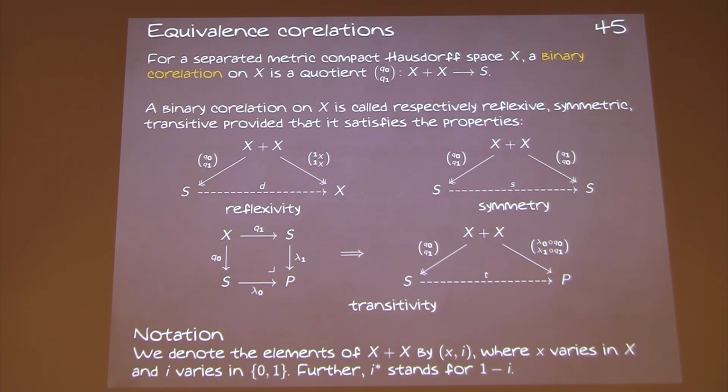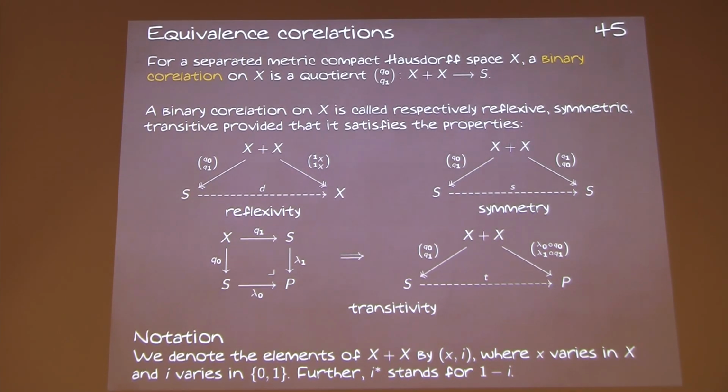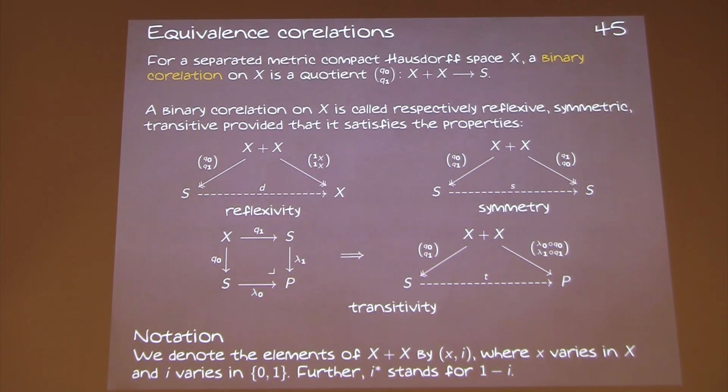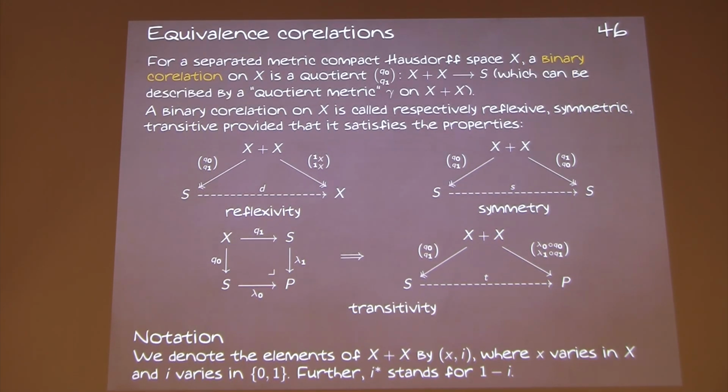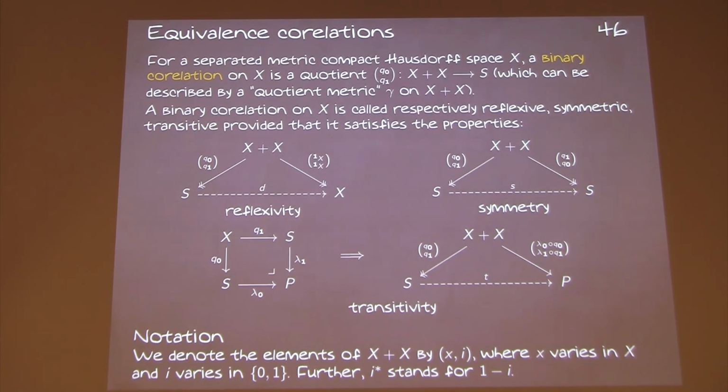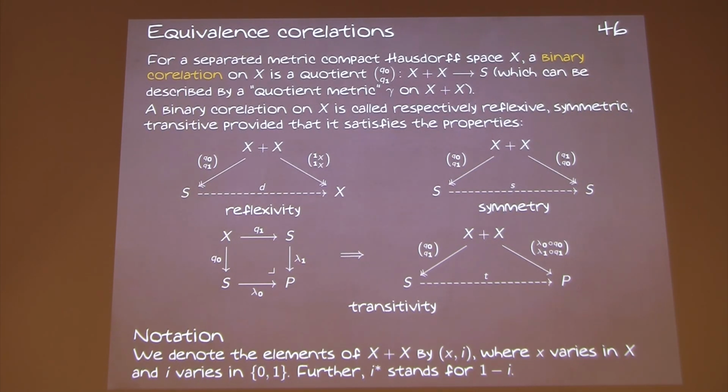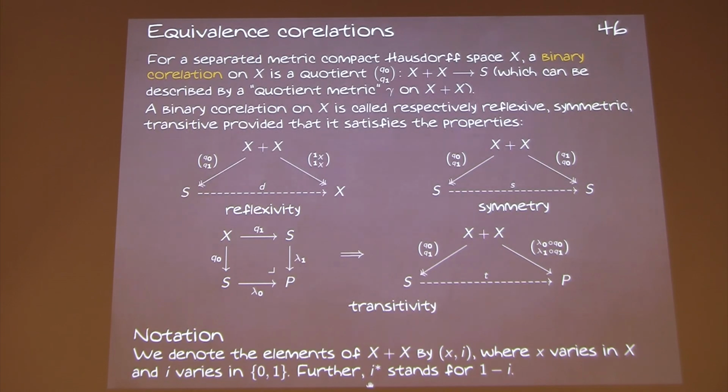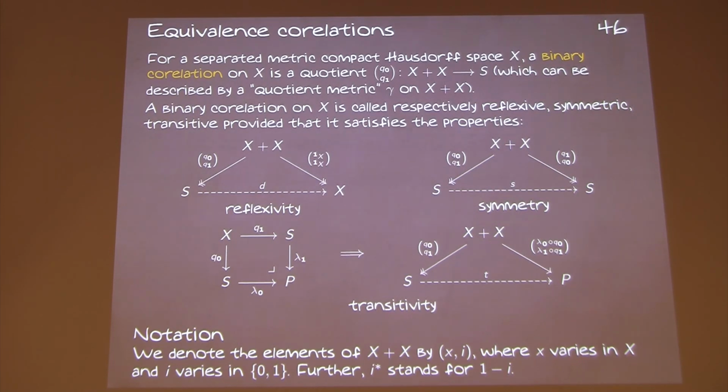Here I just put some notation. The next slide, so we will usually refer to both copies of X with the second component 0 or 1. And if I write a star, it means we switch the two. And as I mentioned already, about such a quotient, we can think of simply such an additional metric on X plus X. Now, if we want to work with such metrics instead of quotients, we have now to translate these three properties into properties of this additional metric. And accordingly, on the next slide, I will have three lemmas which do this. Maybe go quickly over it.